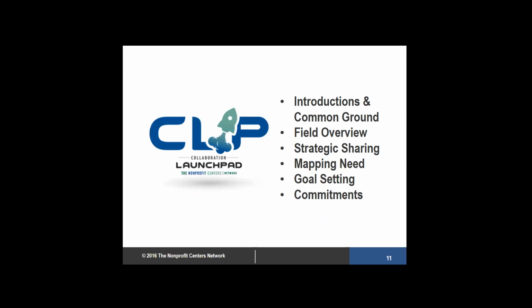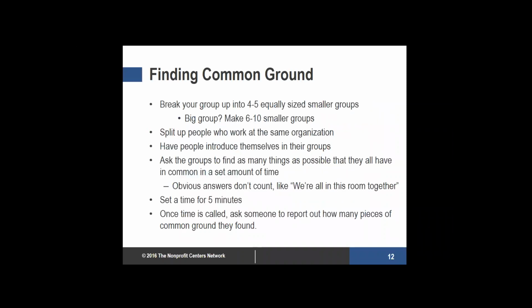Introductions are always important because you need to know people's names and their organizations to figure out how people fit in relation to this larger network. It's hard to work with people if you're just calling them, hey, you. So finding common ground is an icebreaker that I like to use. It's really focused on getting people to connect at an individual level. Again, collaboration is built on trust, and trust mostly comes between people.